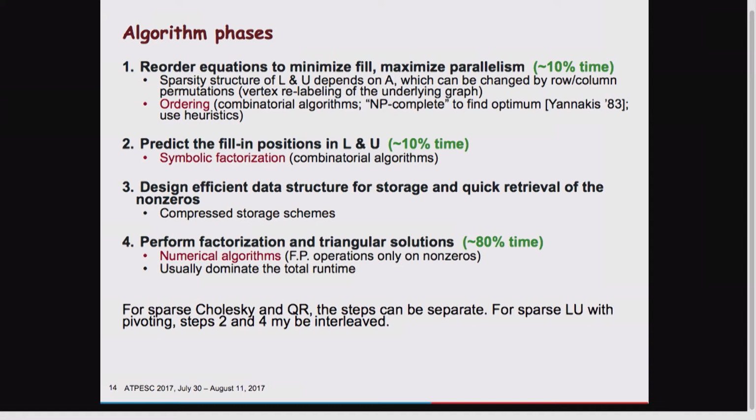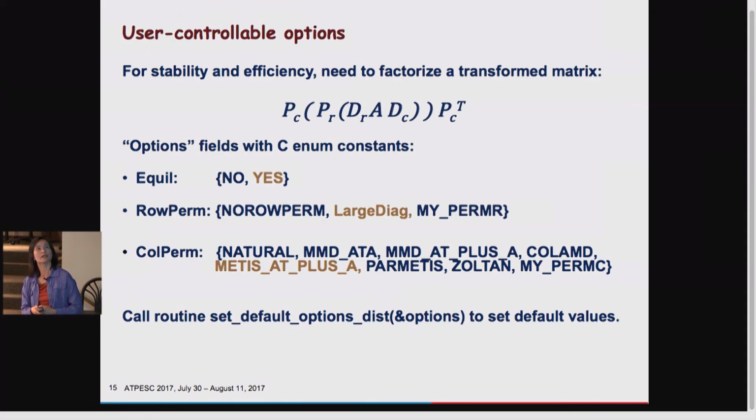One is you can reorder the equations to minimize the fill and maximize the parallelism, this ordering phase, and also predict the filling positions. It's a symbolic factorization. Then you design the data structure for the LU, and that's another combinatorial phase. All the pre-processing steps don't take too much time, but those are difficult to parallelize. And the numerical part is the factorization and triangular solution. We spend a lot of time optimizing this, especially on newer architecture.